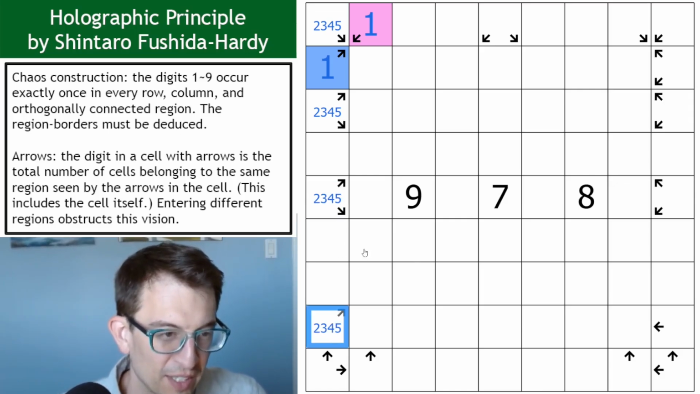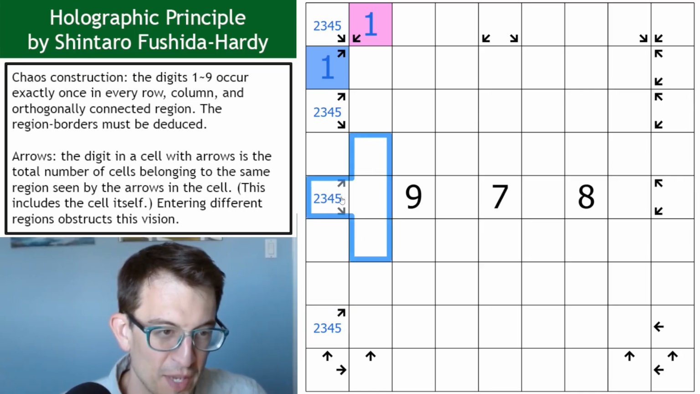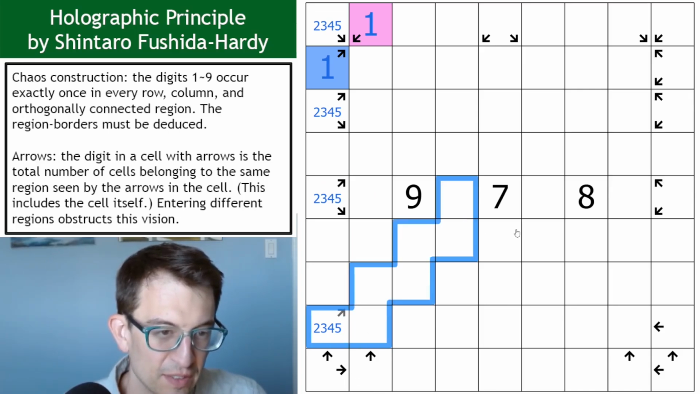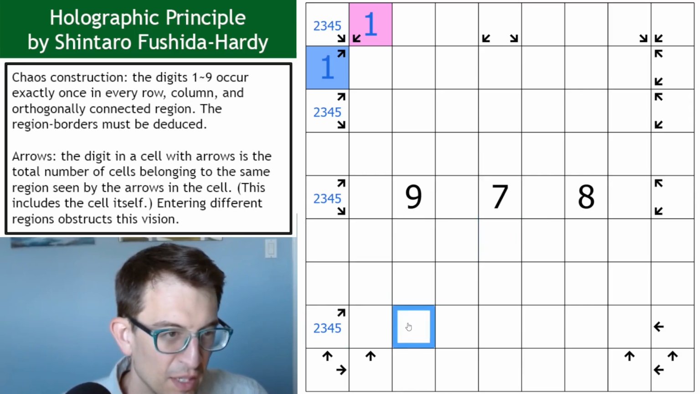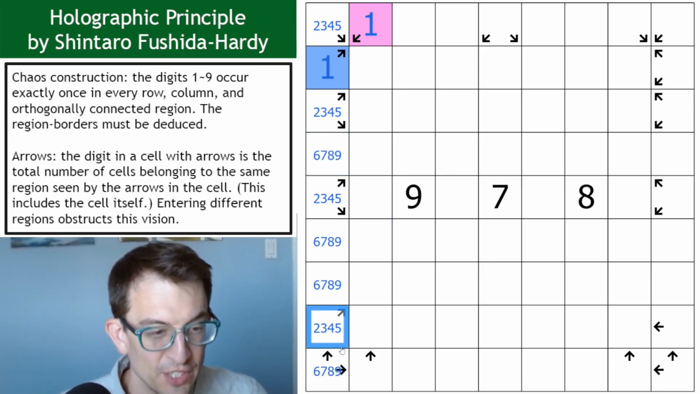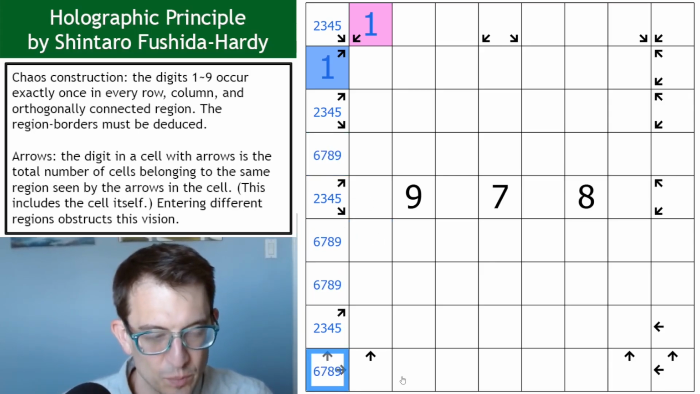With the exact same logic, this is even more restricted because I don't get the benefit of this cell doing double duty here. But I can still get to 5 quite naturally. But these are the digits 2, 3, 4, and 5, which means these are the digits 6, 7, 8, 9, which is interesting here, potentially.